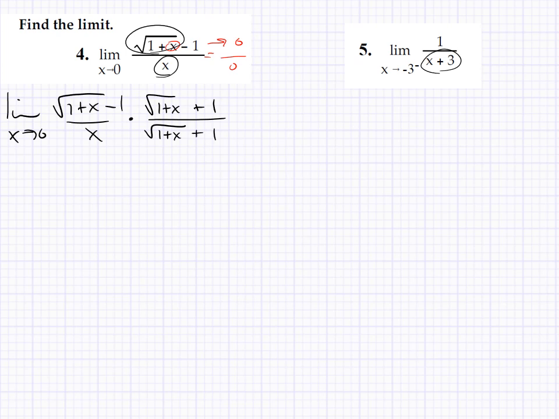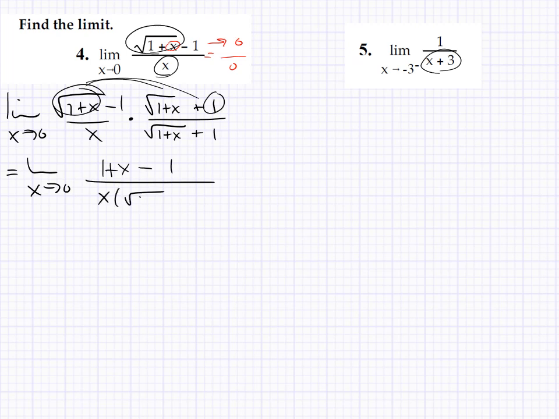What that allows me to do is when I multiply all this out in the numerator, it's going to use the difference of squares because I'm multiplying conjugates. So if I square the first one, it's going to give me 1 plus x. If I square the second one, it's going to give me 1, and I take their difference. In the denominator, I have x times the square root of 1 plus x plus 1.